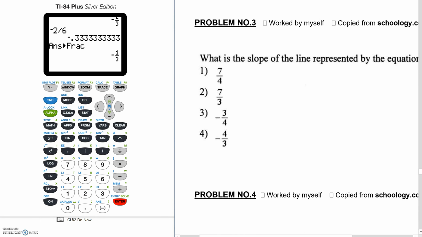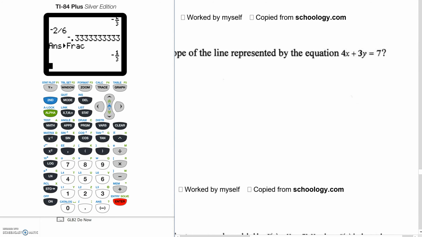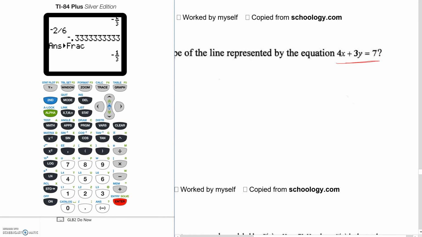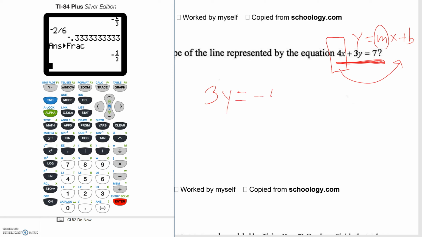Number 3. What is the slope of the line represented by this equation? When we need slope and we're given an equation, we're thinking in terms of y equals mx plus b, where m is our slope that we're looking for and b is the y-intercept. So the y is already in the right place. It's the 4x that has to move, and when it does, on the opposite side, it becomes negative 4x. The 7, which was positive, stays positive, and we're forcing it into mx plus b form.